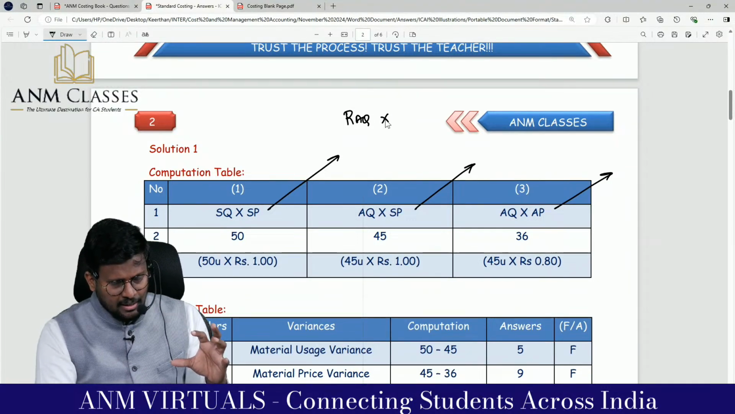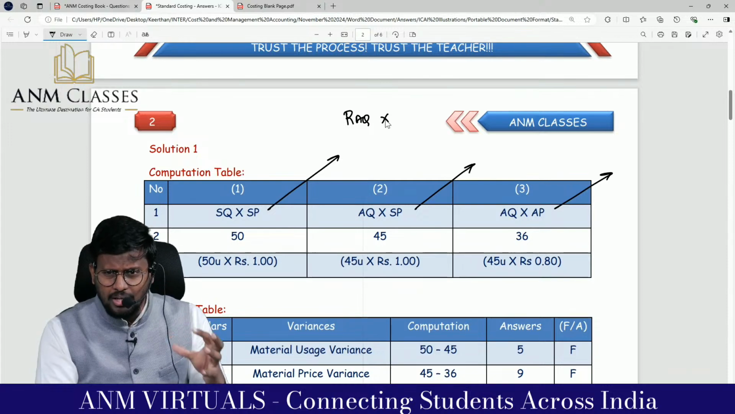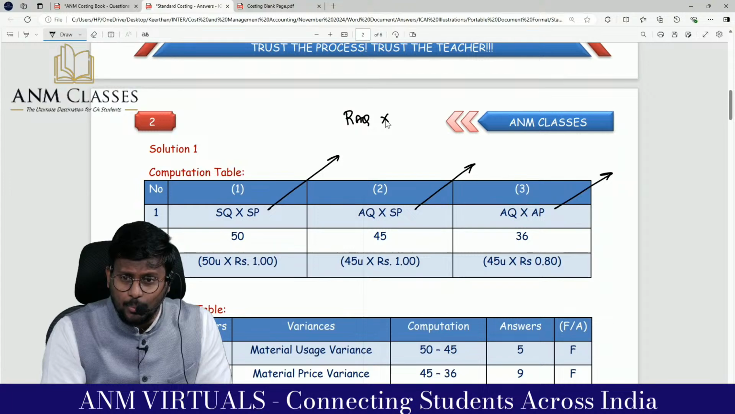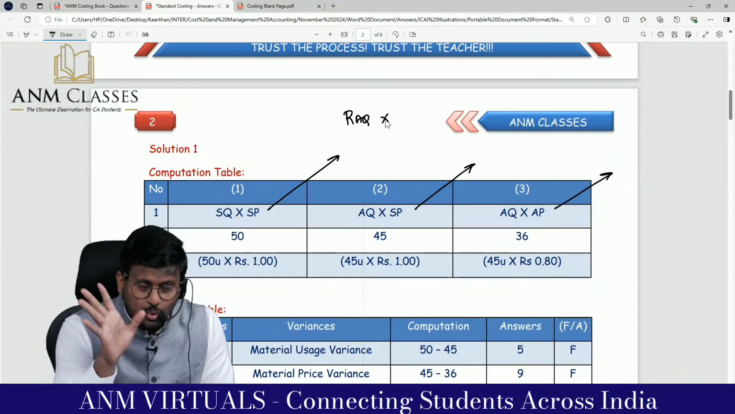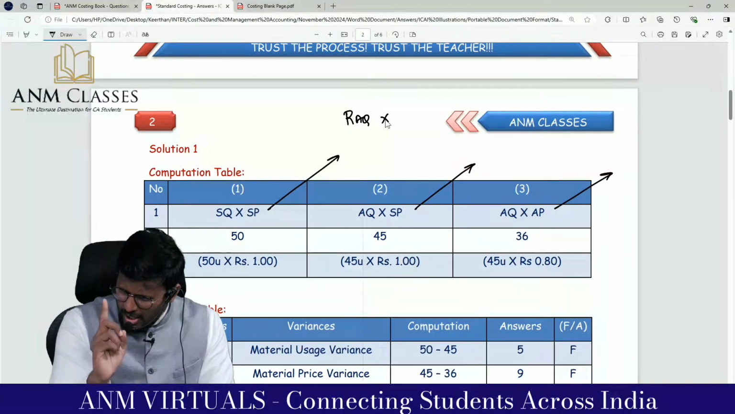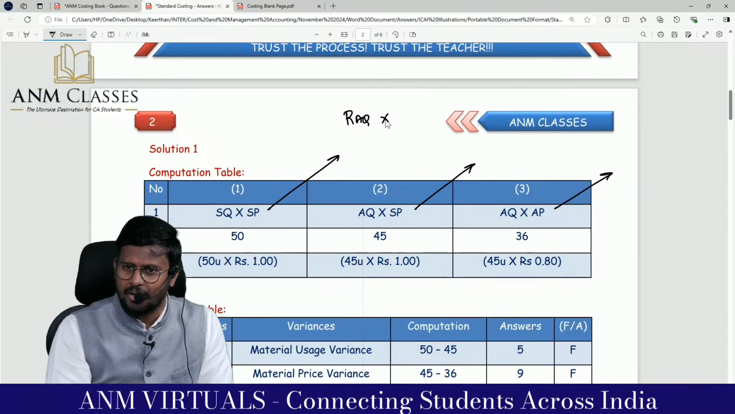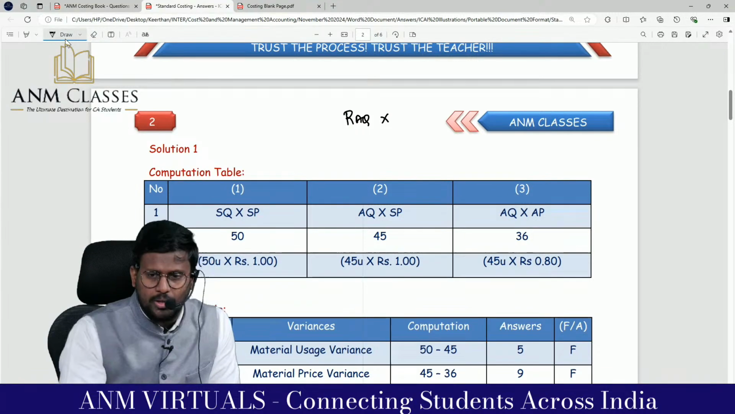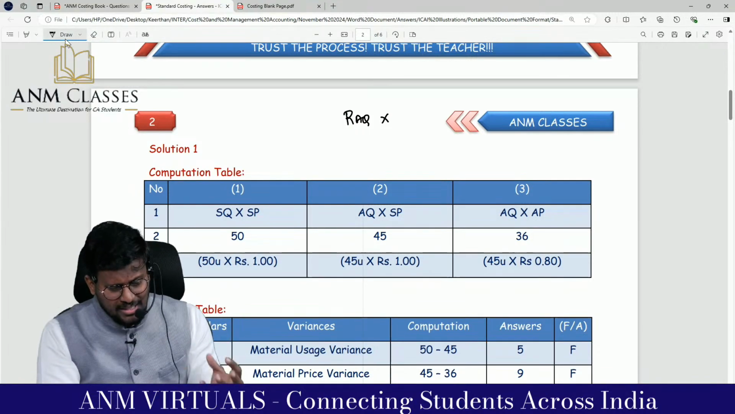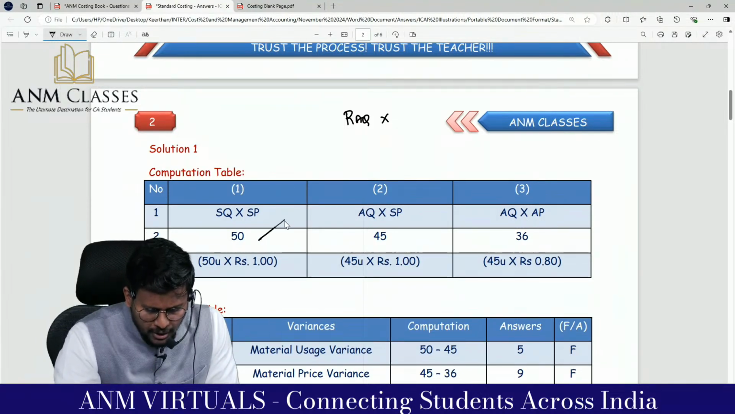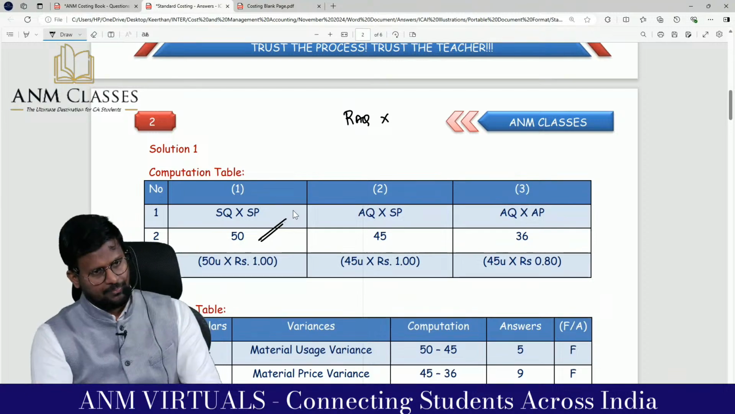Here the main important thing you should understand is that I am calculating the variance for 1 finished goods. Just for 1 unit of finished goods we are solving the sum, right? Yes, sir. What is the standard quantity? 50 units. Into what is the standard price? 1. So 50 into 1, 50 rupees is the standard cost.